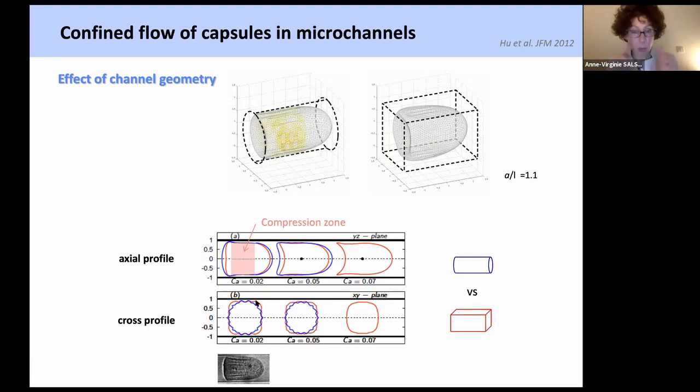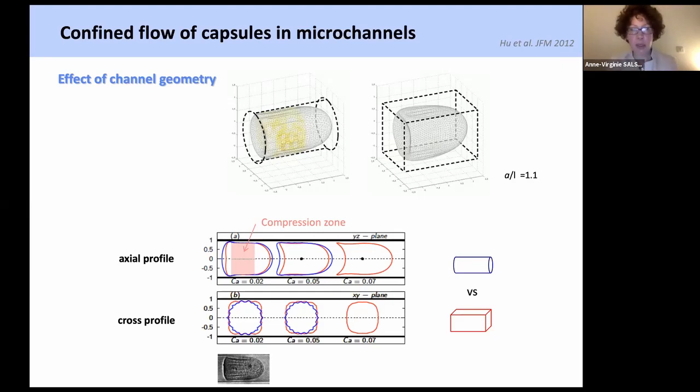These wrinkles are physical. Just in case you wonder whether it's an artifact of a numerical simulation, I'm showing you again a picture from experimental results. You see that we have a continuous wavelength in the circular channel, but we see wrinkles whenever the capsule starts to be a bit bigger, by which I mean when the capsule size is of the order of the channel size. So you need the confinement ratio to be about one. In that case, we see the wrinkles forming.